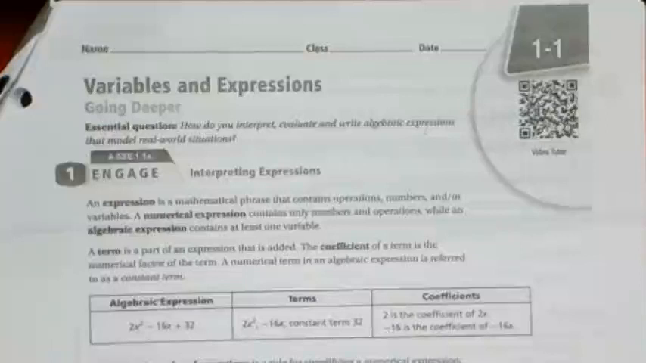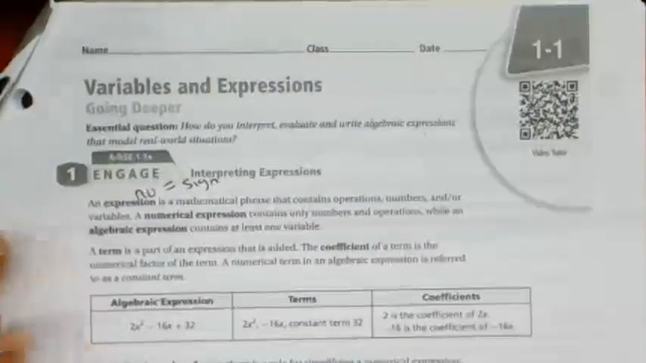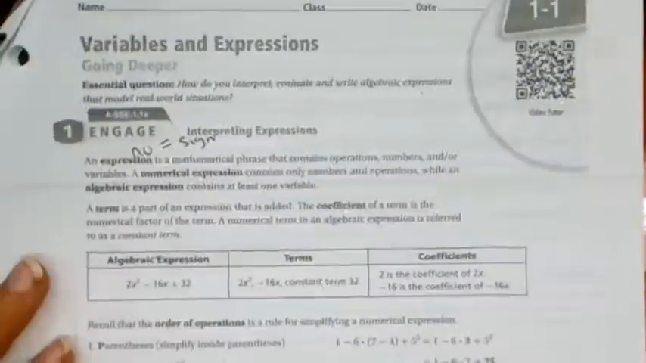So we're learning about variables and expressions. An expression is a mathematical phrase that contains operations, numbers, and/or variables. So an expression does not have an equal sign. A numerical expression is going to contain only numbers and operations, while an algebraic one is also going to contain variables. It will have letters, or at least one letter.